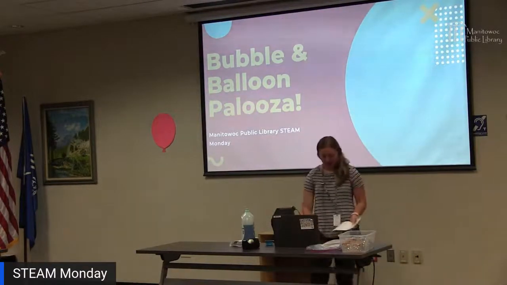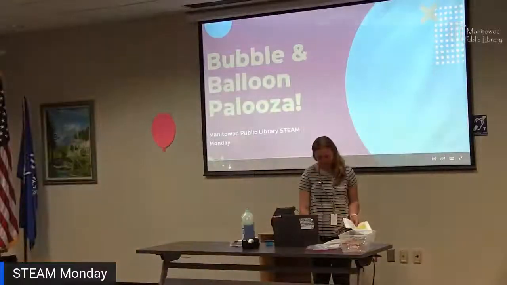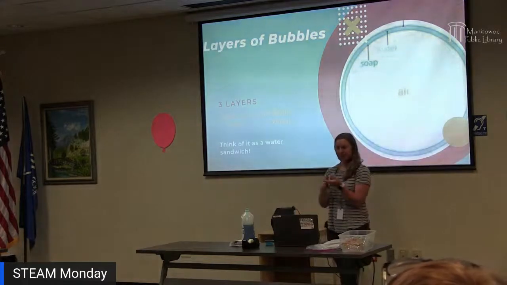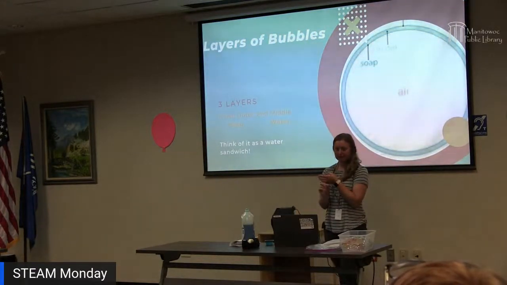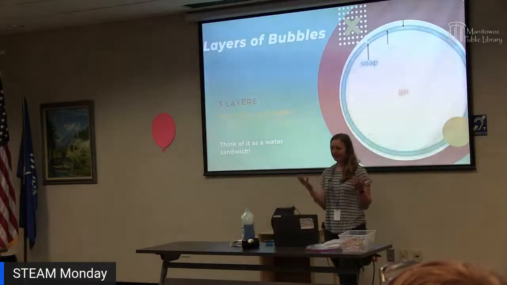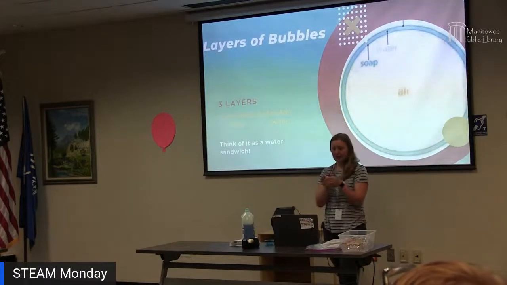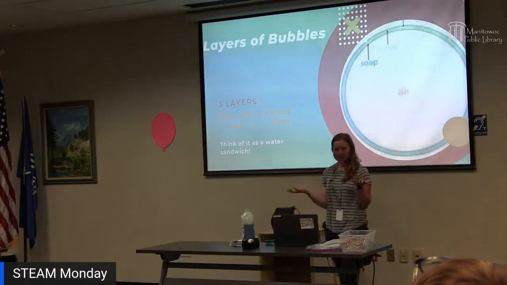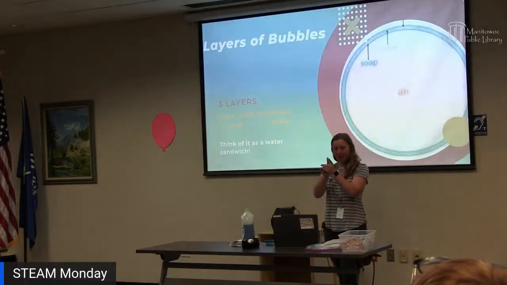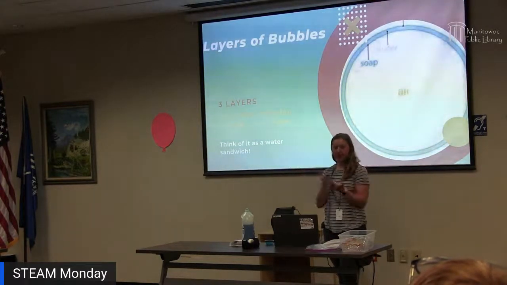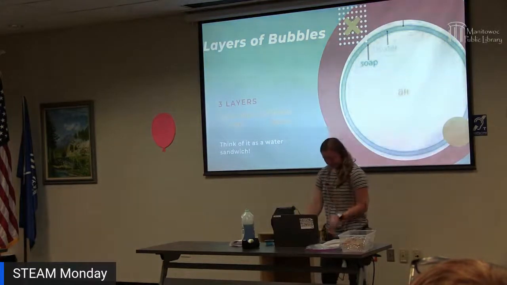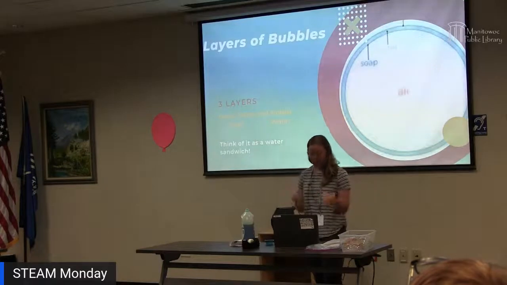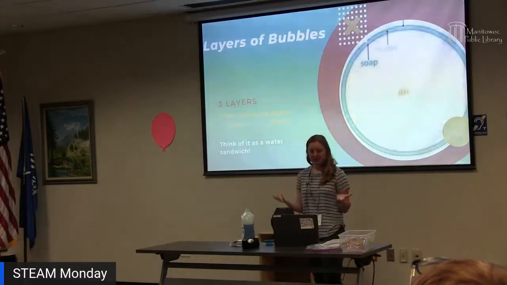All right. So to start, we're going to learn about bubbles. In bubbles, there are 3 layers: the inner, the outer, and the middle layer. The inner and outer layers of bubbles are the soap, and the middle layer is the water. So we like to call it a bubble sandwich, where the water is trapped in between the soap. But the water evaporating from the walls of the bubbles makes the bubbles thin, so it makes them pop easier.